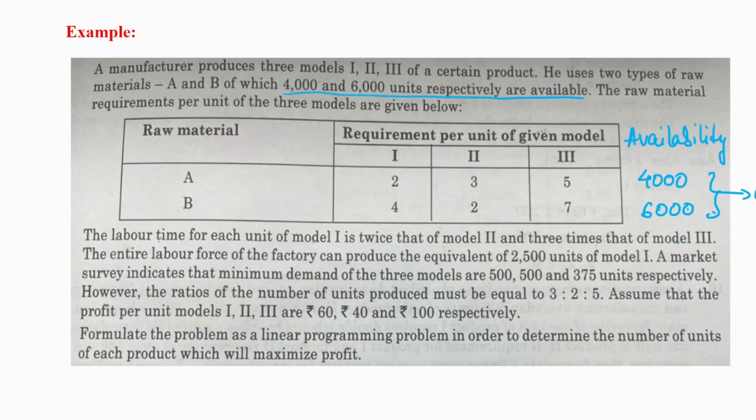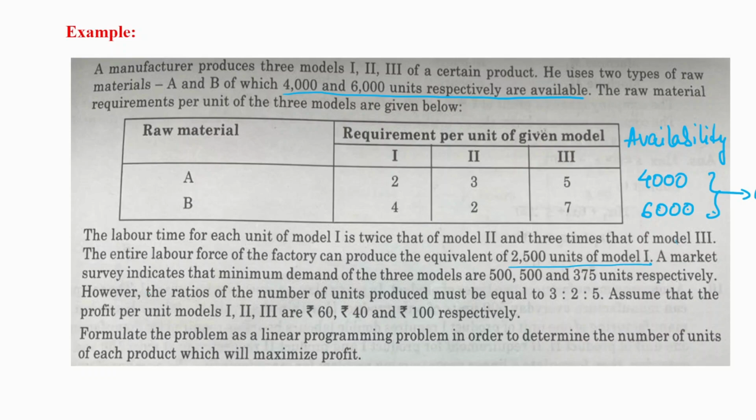So let's move ahead. The labor time for each unit of model 1 is twice that of model 2 and 3 times that of model 3. The entire labor force of the factory, that means when you add them all, can produce the equivalent of 2,500 units of model 1. So we'll be writing it in terms of model 1.